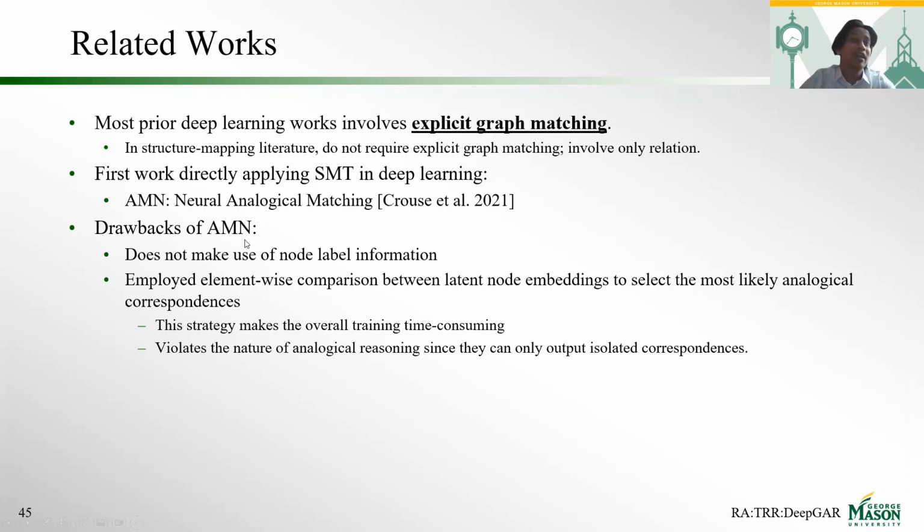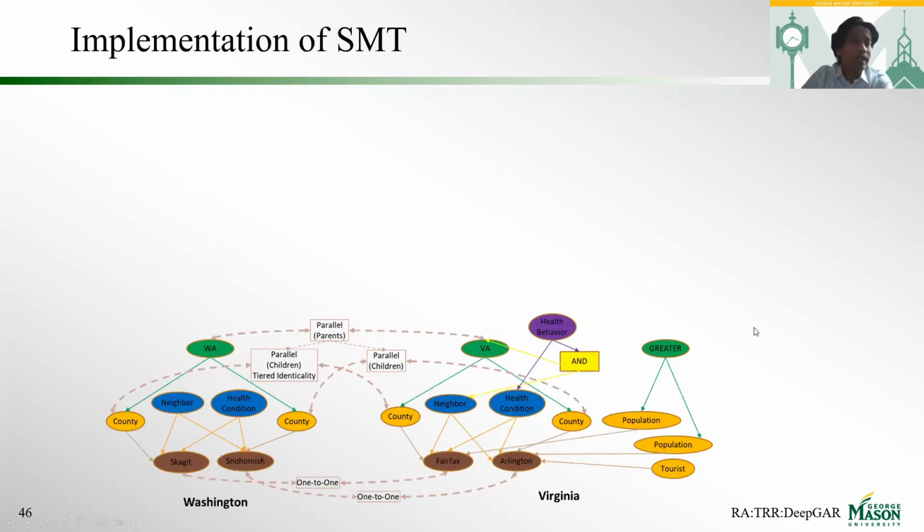The drawbacks of AMN are that it does not make use of node-level information. It also employed element-wise comparison, which is why it takes time. And it violates the nature of analogical reasoning, since it can only output isolated correspondences one by one, not all together. So how can we implement SMT?